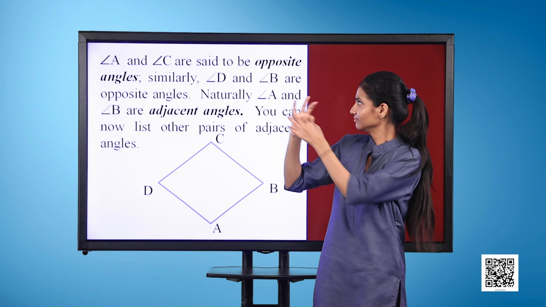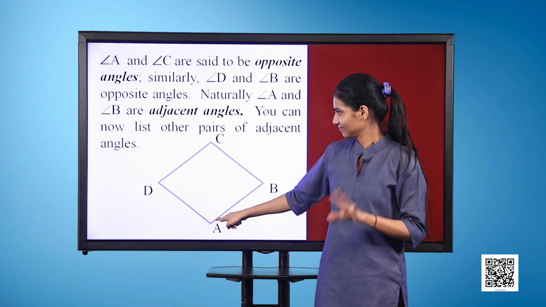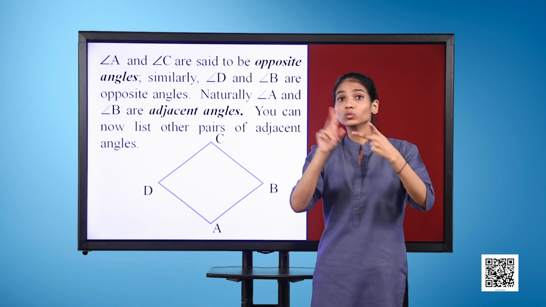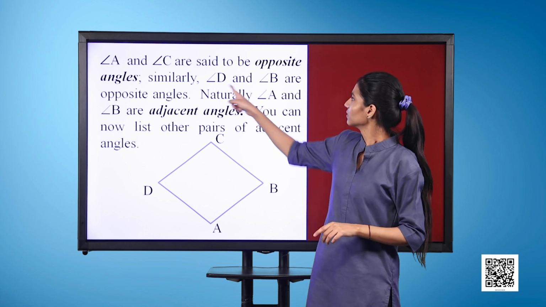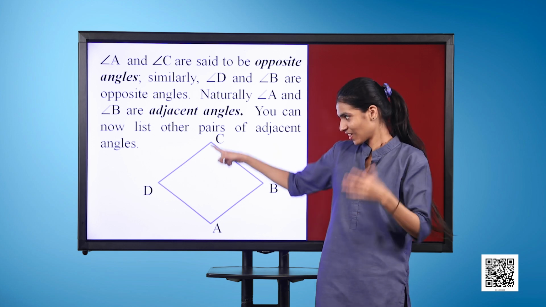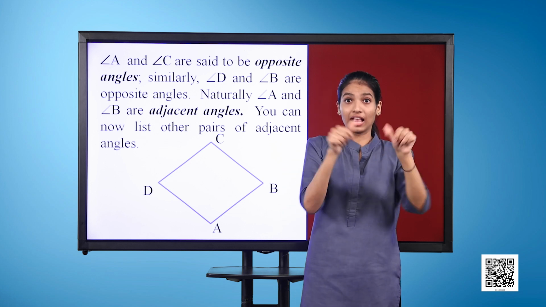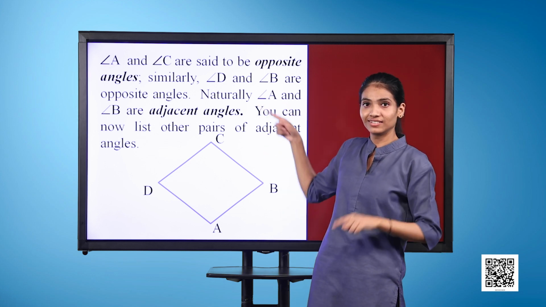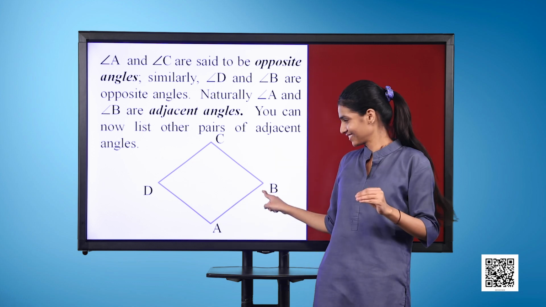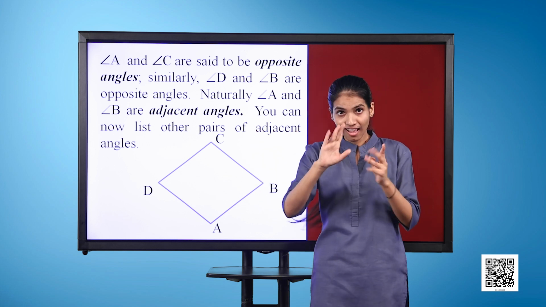Angle A and angle C are said to be opposite angles. Similarly, angle D and angle B are opposite angles. Naturally, angle A and angle B are adjacent angles. You can now list other pairs of adjacent angles.